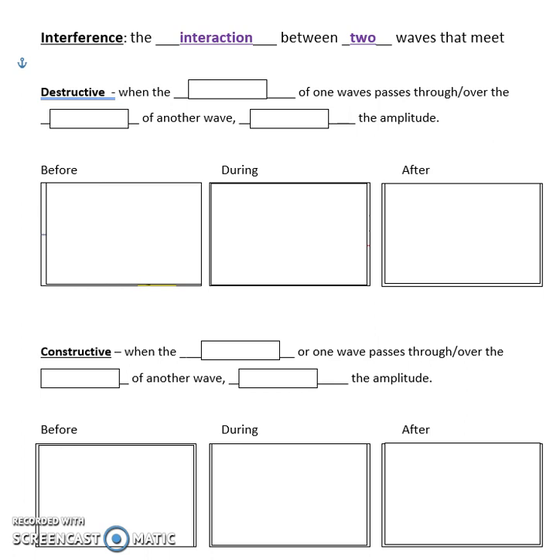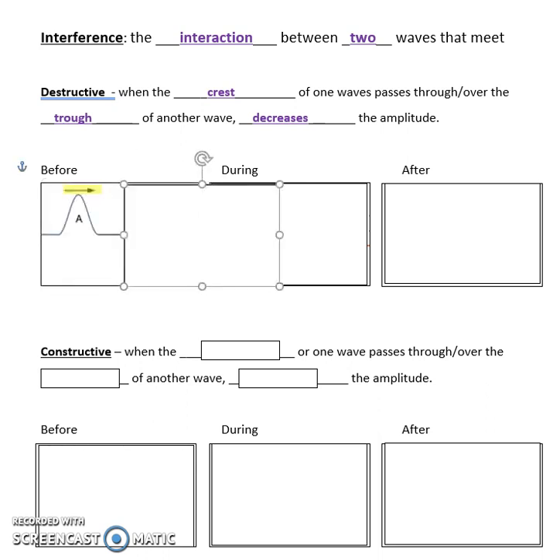We have destructive interference. This happens when the crest of one wave passes through or over the trough of another wave, and this is going to decrease the amplitude or the height of the wave. So what we're going to do is draw in the process of destructive interference. We're going to look at before, during, and after that process.